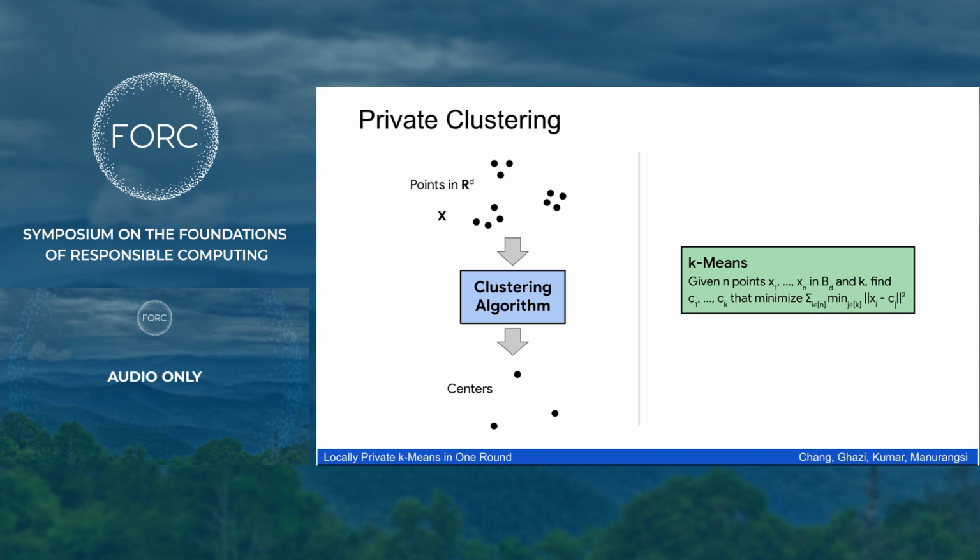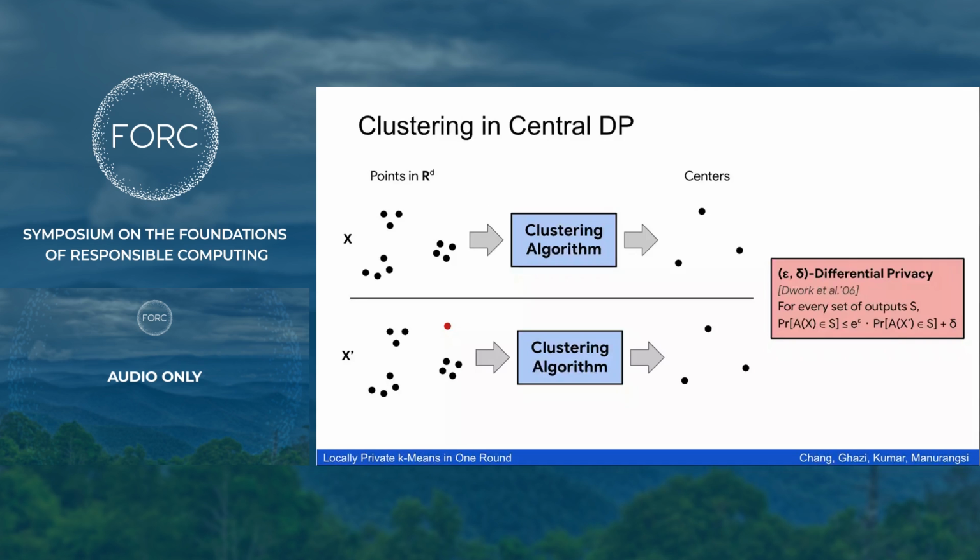For the purpose of getting an additive error in differential privacy, we will also assume that the input points belong to the unit ball, which we denote by B_d here. There are two popular models of differential privacy. The first is the more relaxed central model, where the clustering algorithm can see the raw input points, and the only requirement is that the output set of centers has to be differentially private.